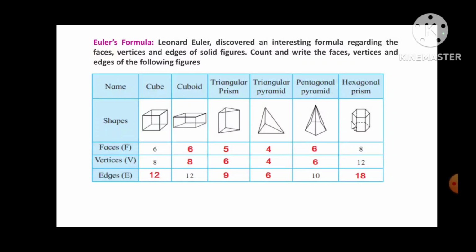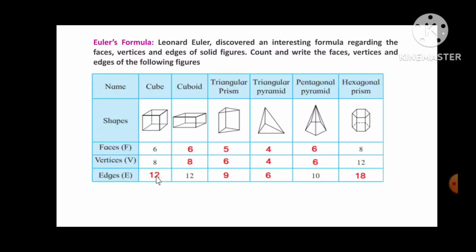hexagonal prism. Friends, here the black color numbers indicate the given values. Red we have to find out, it has been already given to you. So we will get one equation from all this. If you take the case of this cube, 6 are the faces, 8 are the vertices, and edges are 12.